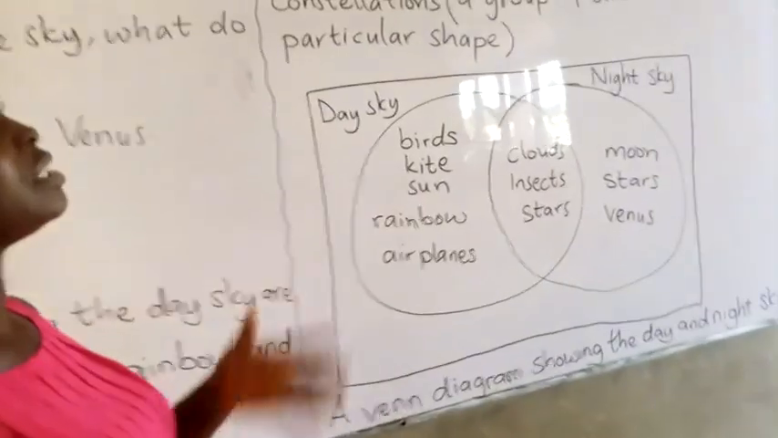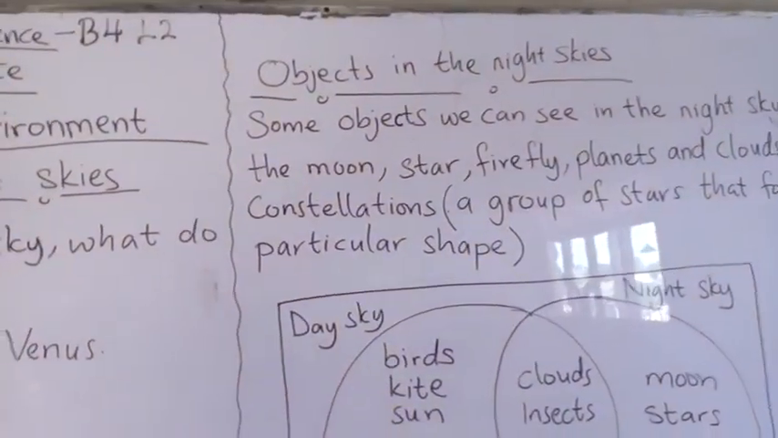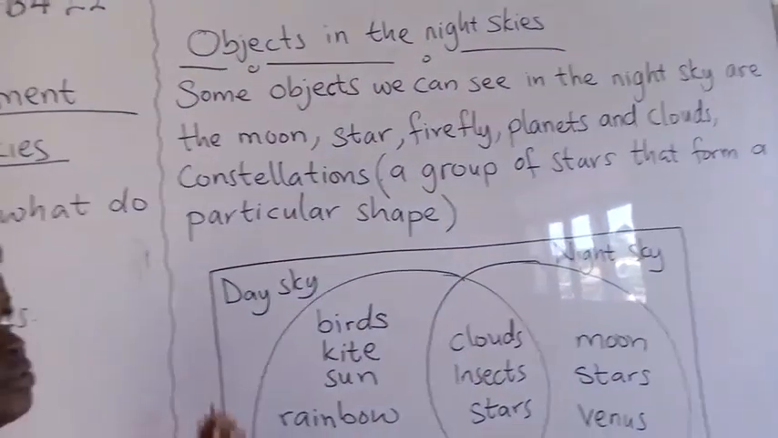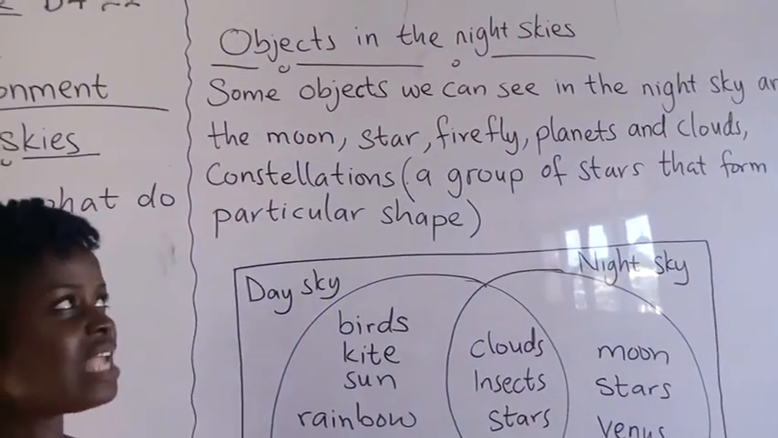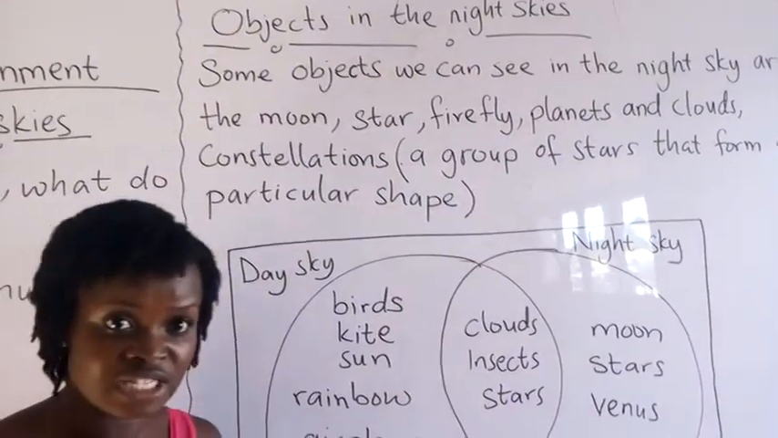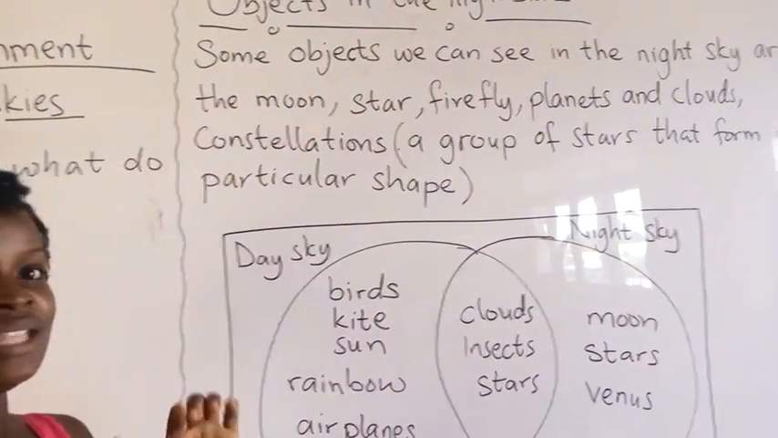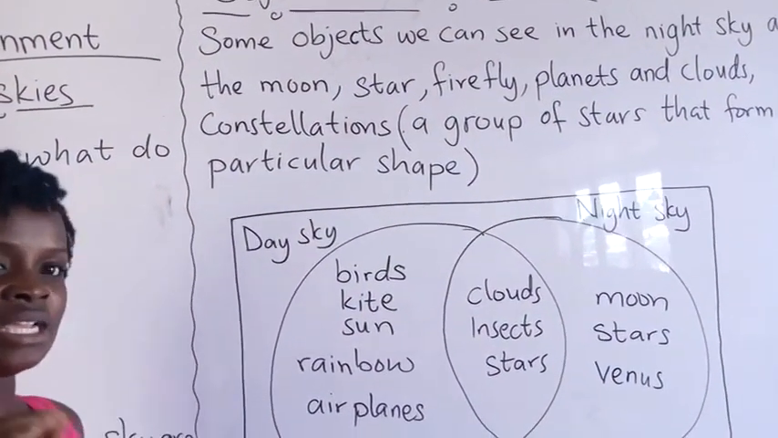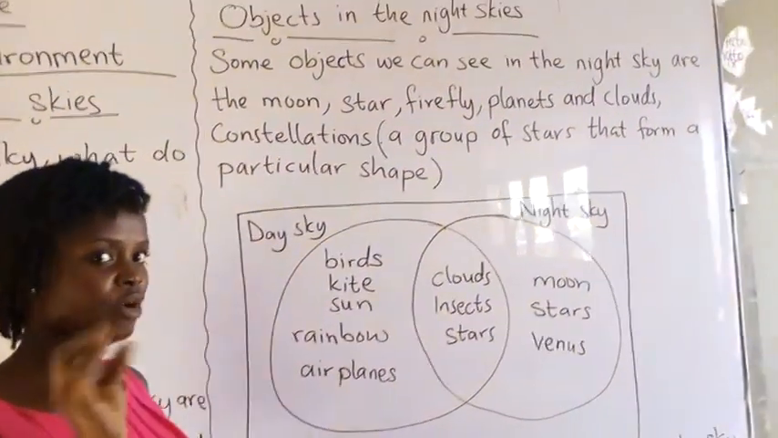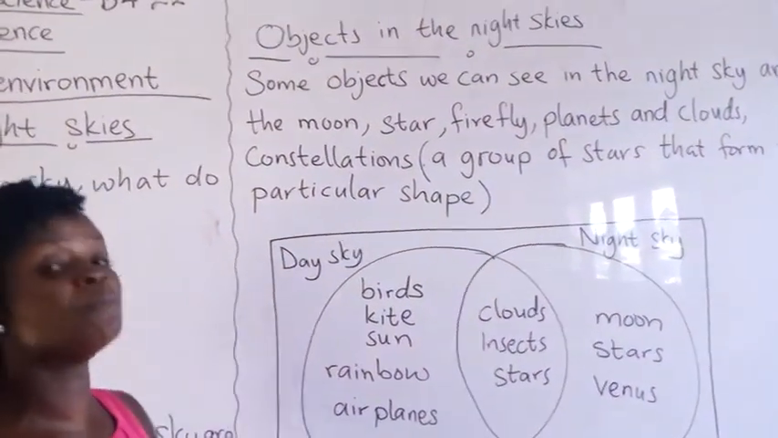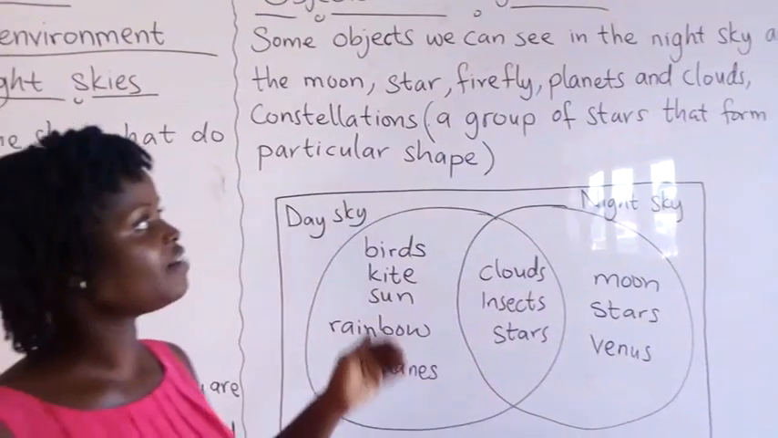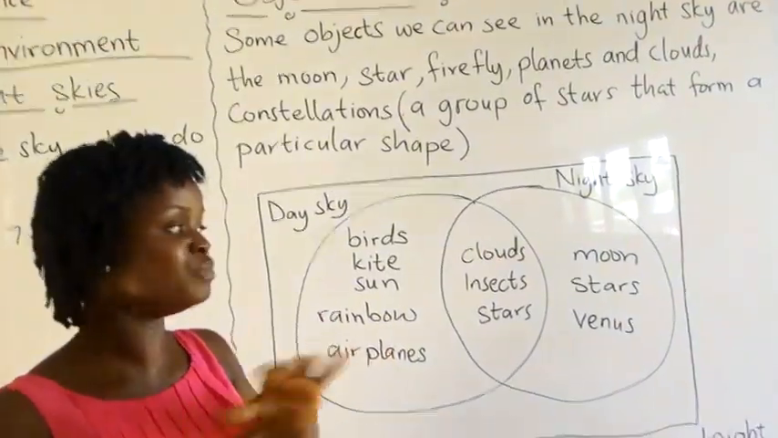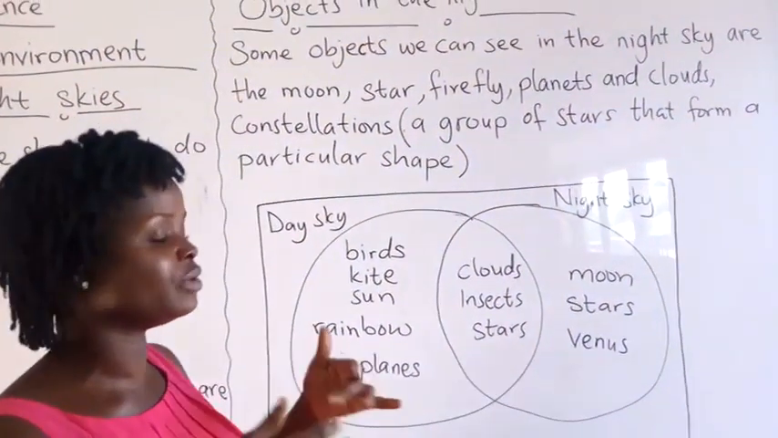Now, what about the objects in the night sky? Some objects we can see in the night sky are the moon, the star, and the firefly. These flies are special kinds of insects. They have some kind of light at their bottom, and when they fly, it blinks on and off. They are mostly seen at night. Then we have planets, which is Venus. Venus is the type of planet we see mostly from Earth. We see it in the sky.